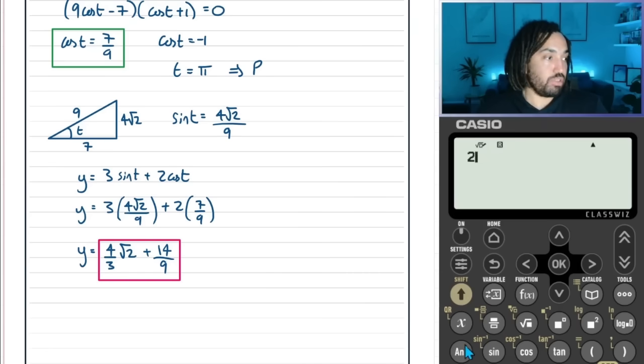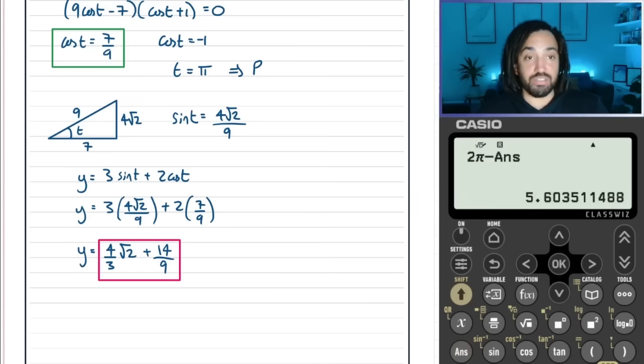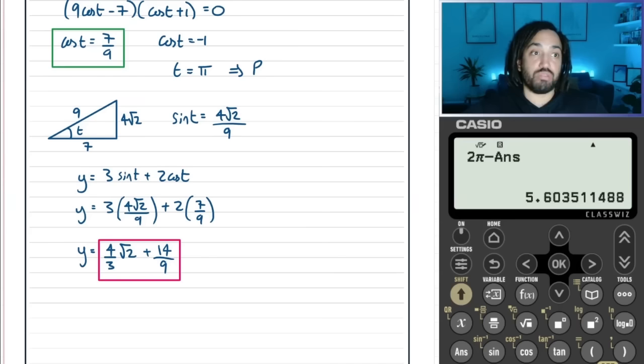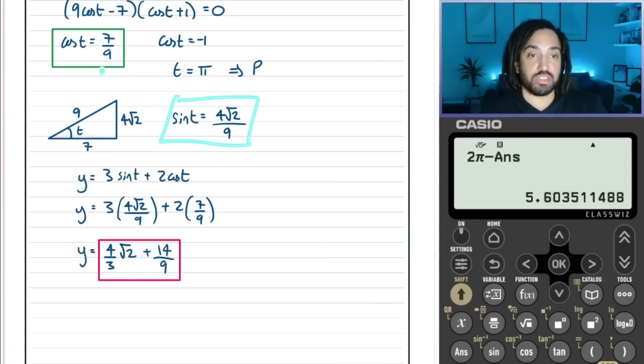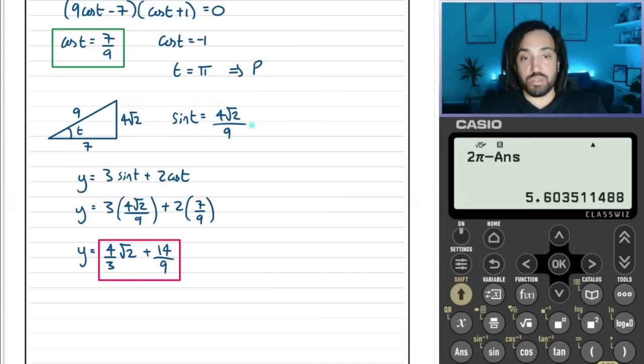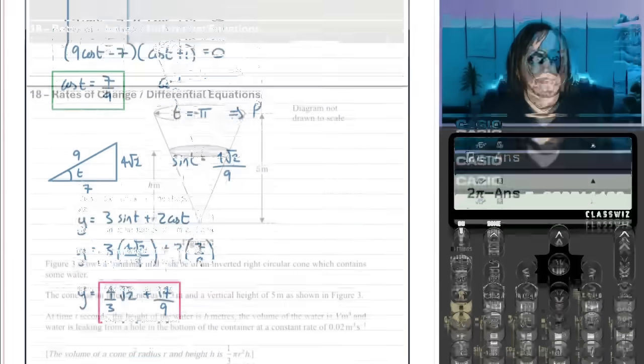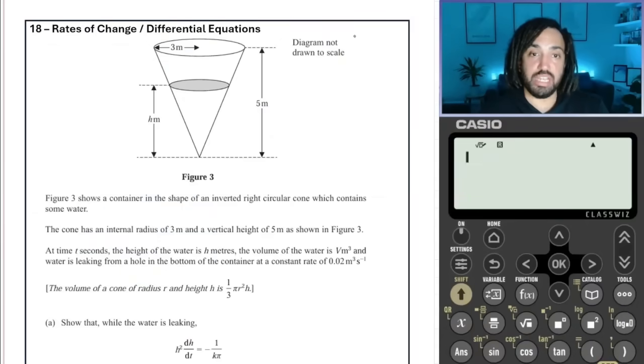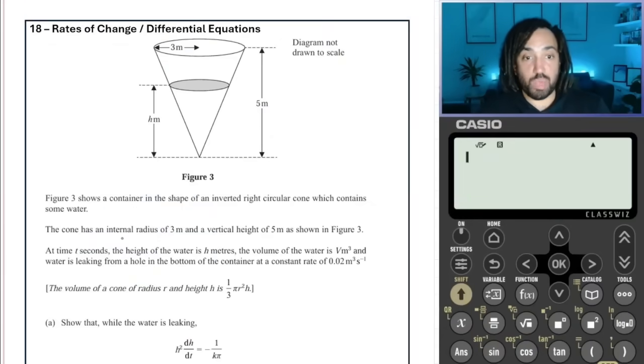Well, yep, we could check that as well. If we do the second solution for cos, then we get more than 5, and the question said that the maximum of the range was 5, so therefore it can't be that t value, it must be the original acute one. And for acute angles, once again, sine and cos are both positive, so that's why we've used sine t is equal to positive 4√2/9 and not negative.